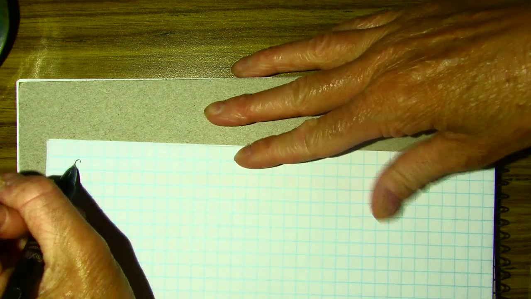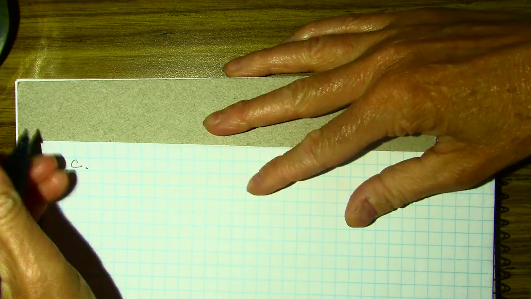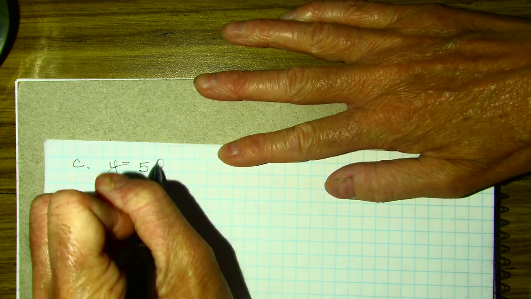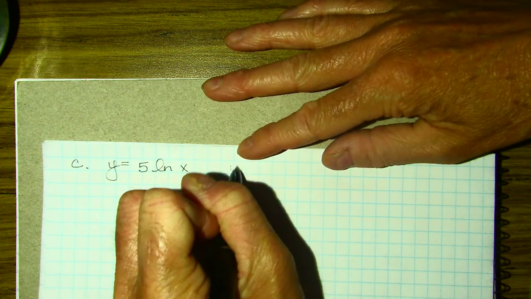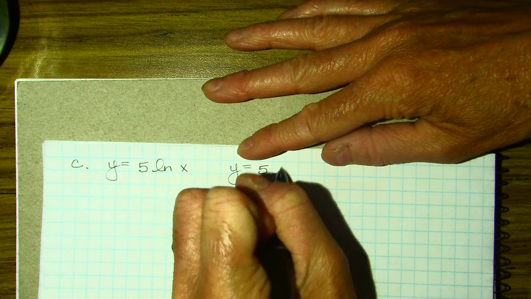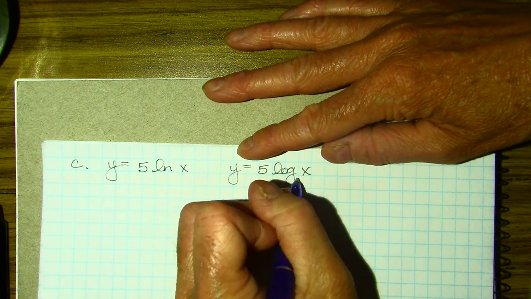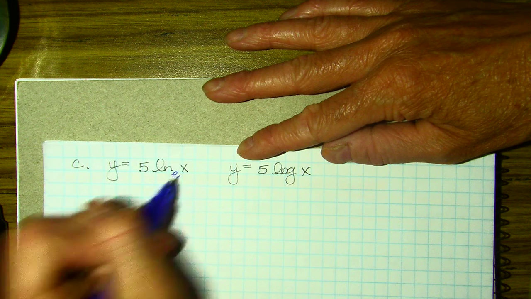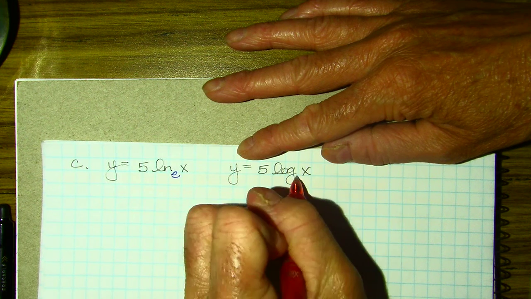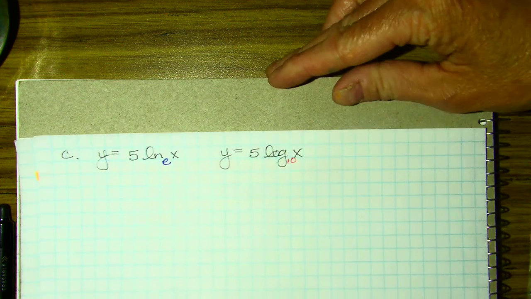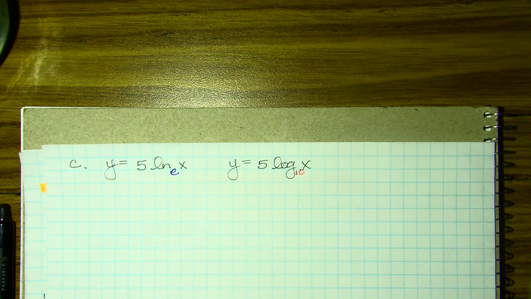So here we go. Sorry. Part C, they'd like us to compare the difference between y equals 5 times the natural log of x and y equals 5 times the log of x. Now this has an invisible base of e, and this has an invisible base of 10. So we can use my method if you prefer.